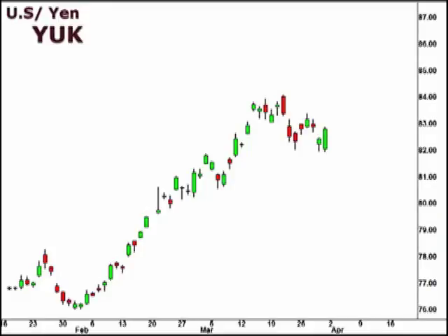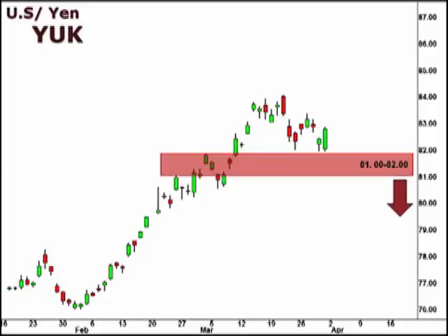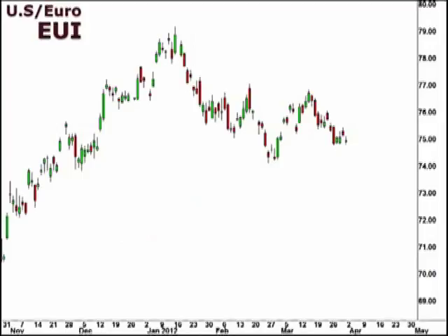Next up, the US dollar versus the Japanese yen, as seen here in the ISC FX Options pair value YUK. Well, the YUK bounced last Friday after a test of the 81.82 support level. A break below 82 opens the window for a move lower. However, it appears as though a bullish wedge has formed, and a break above 83 opens the window for a continuation to the upside.